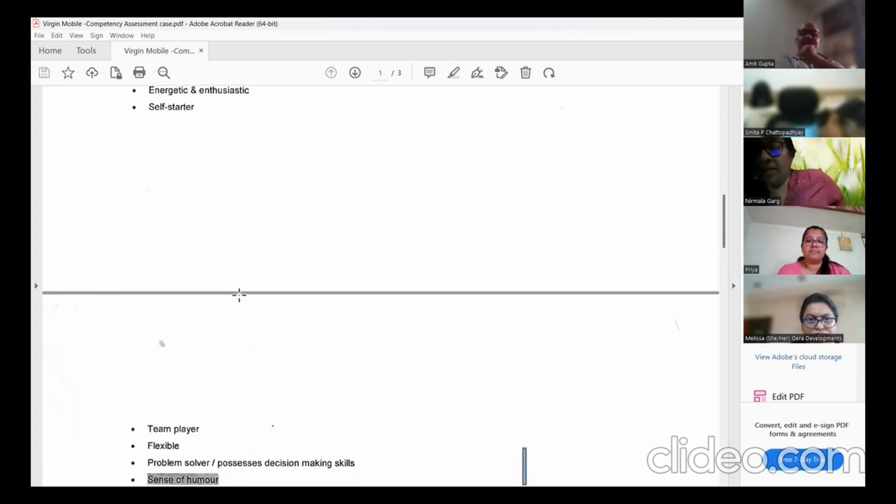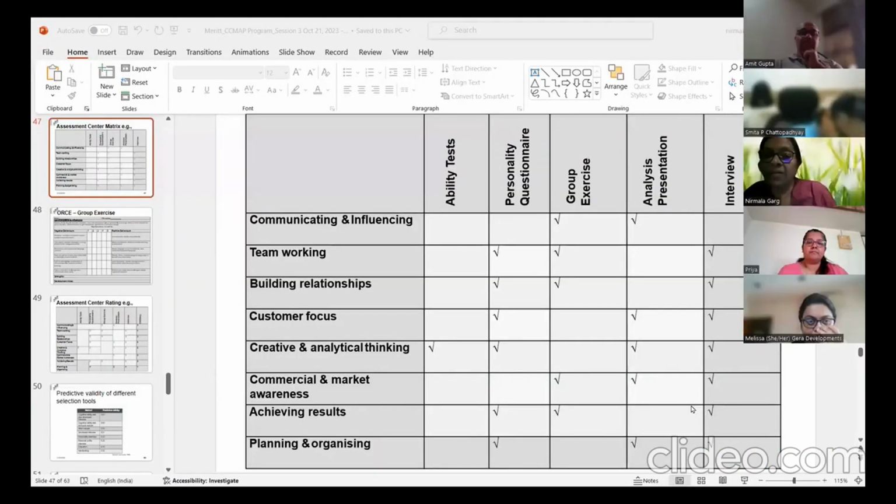So these are the competencies you have to evaluate using an assessment center, and you need to create an assessment matrix just like this. That means vertically you will list out those competencies and you will write down all those exercises. Every competency should definitely be observed in at least 2 simulations. At least 2 simulations.